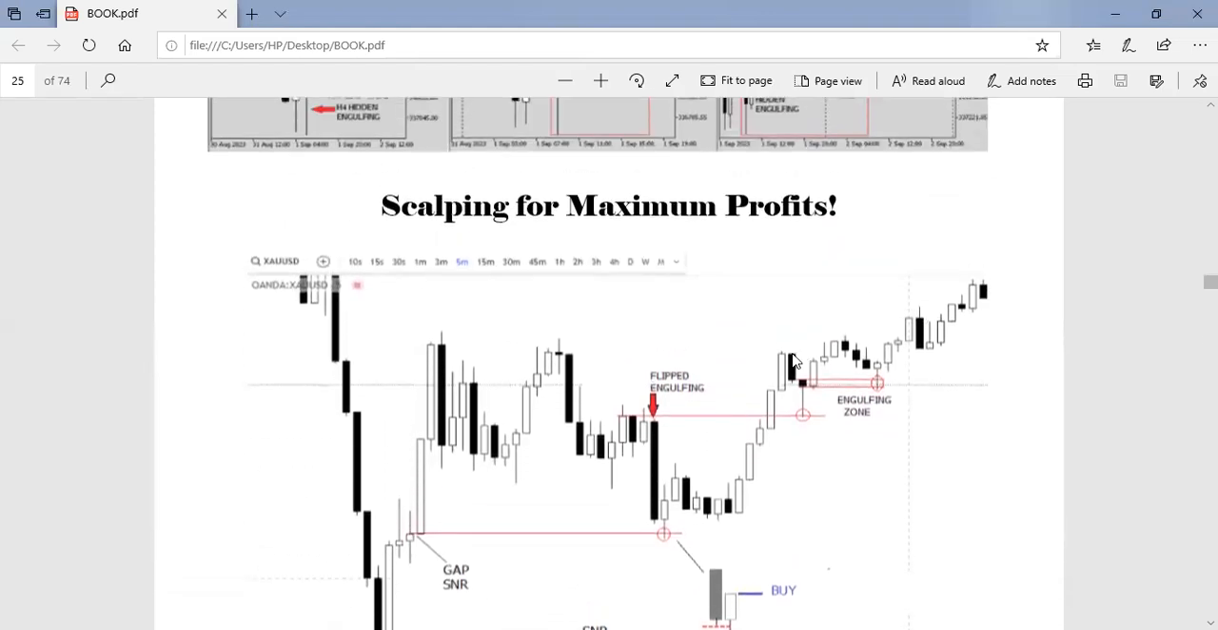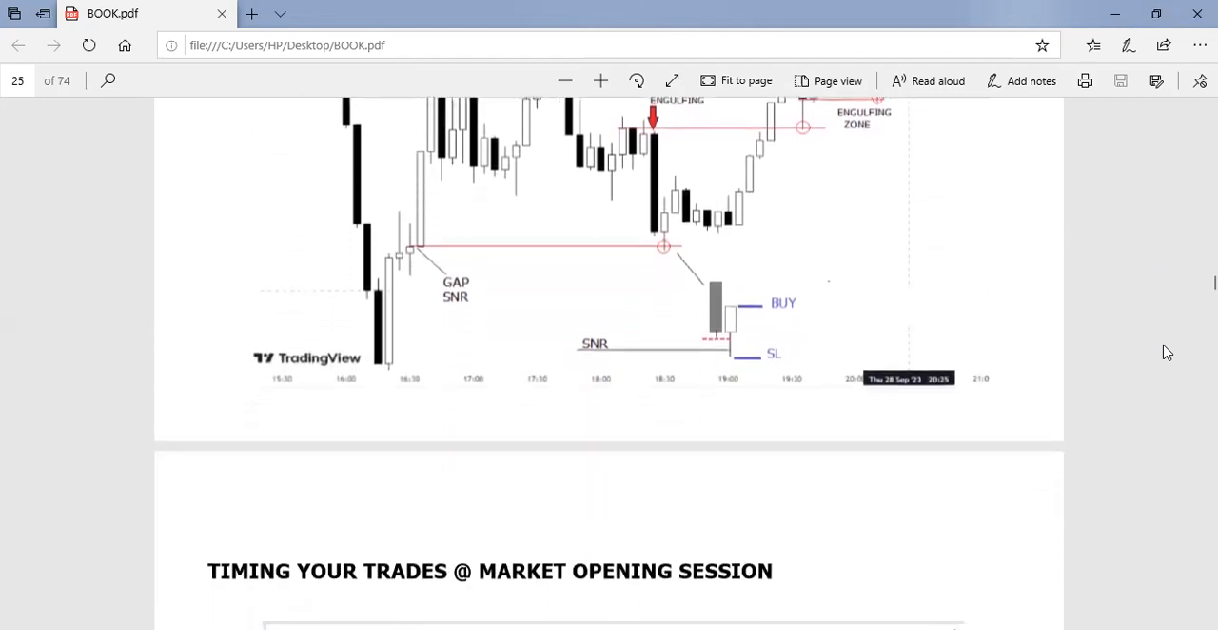Then we have this as a failed engulfing, a flip engulfing. You see that this is a flip engulfing. Price taps into it. Then we have this as a bullish engulfing. Price taps into it and moves higher. We have this as a failed engulfing. Price taps into it and moves higher. Failure engulfing pattern. We draw the zone forward, price taps into this zone and moves. And this is a failed engulfing when it was broken upward, just like what happened here.